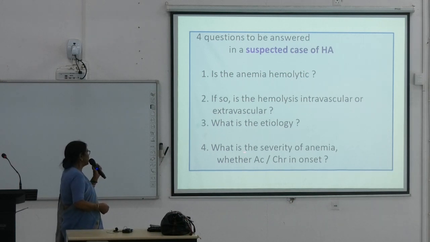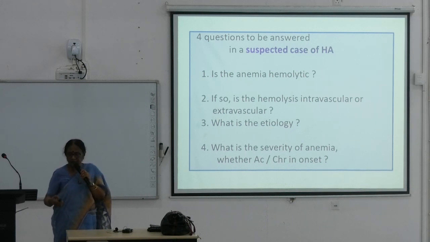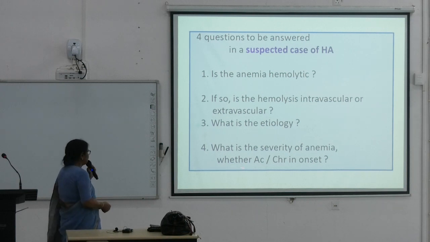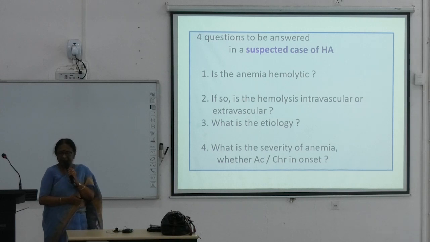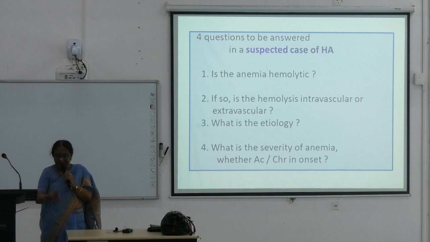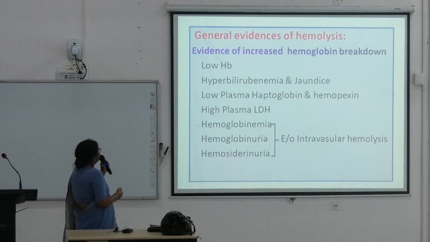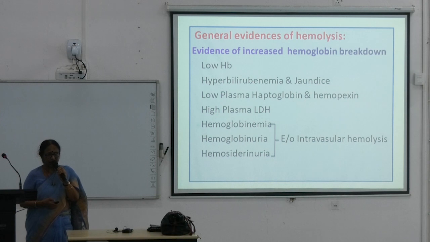And fourthly, what is the severity of the anemia? Whether you have to give transfusion or whether you have to treat otherwise, and whether it is acute or chronic in onset. So these are the main 4 questions you have to answer to yourself when you are dealing with a suspected case of hemolytic anemia. So now, general evidences of hemolysis. What are the general evidences of hemolysis?